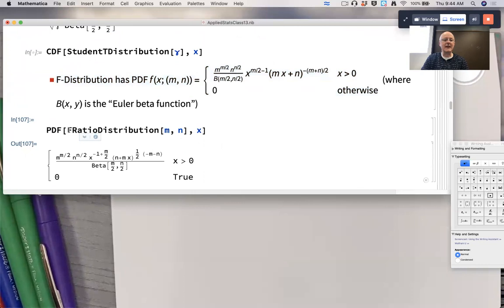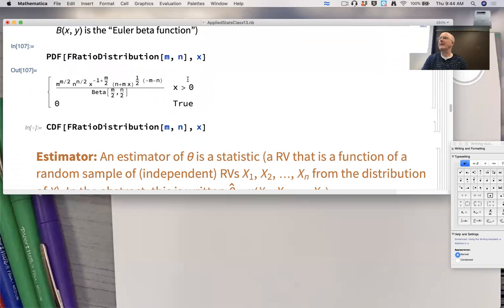In Mathematica, it's called the F ratio distribution. It's got two parameters, M and N, or a two-dimensional vector parameter if you prefer. Anyway, point is all these things can be accessed in Mathematica and they all involve parameters.